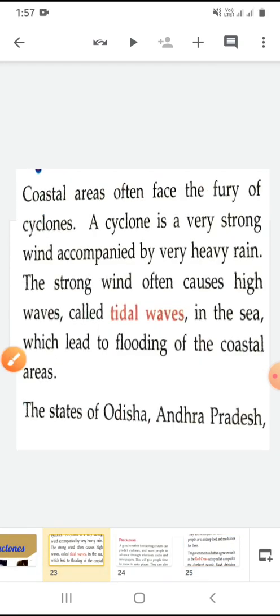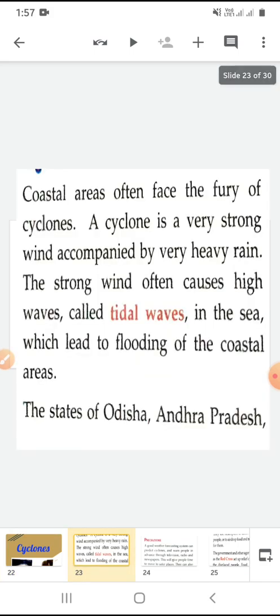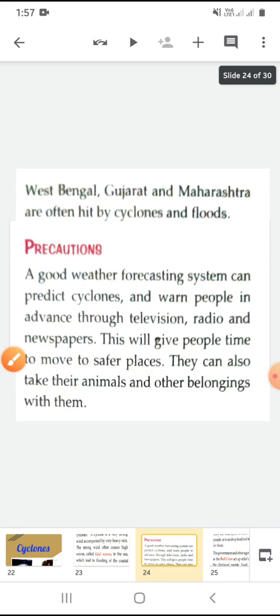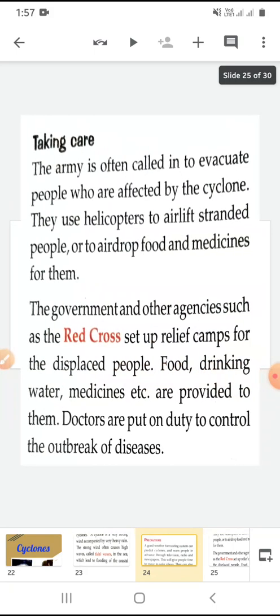Okay, children? Now I am sure that you know what a cyclone is. A cyclone is a very strong wind accompanied by very heavy rain. The strong winds often cause high waves called tidal waves in the sea, which lead to flooding of the coastal areas. And what precautions do you have to follow? Whatever the prediction given by the system, you have to follow that. You can move to safer places with your belongings.